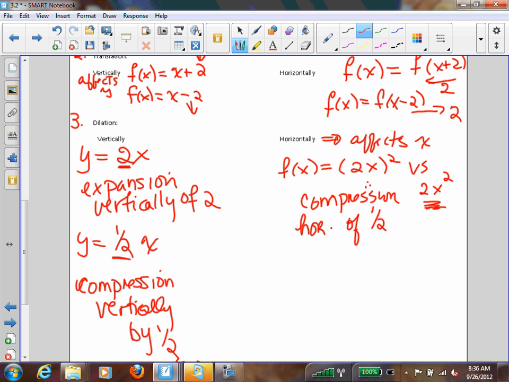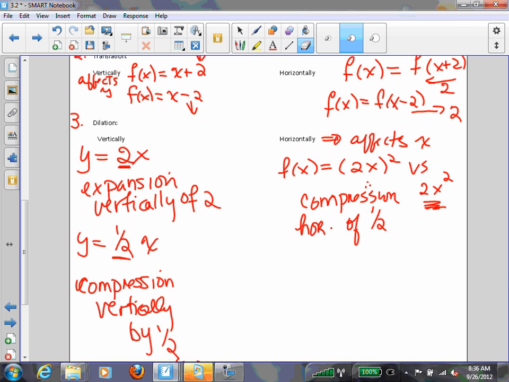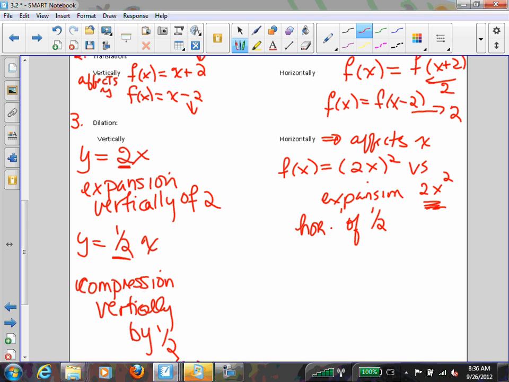Just like your movement horizontally is always the opposite sign of what's shown inside that parentheses, the compression or expansion is opposite. So 2 looks like it should be an expansion because it's greater than 1, but we want to really write it as a reciprocal and look at it as 1/2. So we're going to say, oh, sorry. Hold on a second. We're going to say not a compression, it's an expansion, but of 1/2. All right?